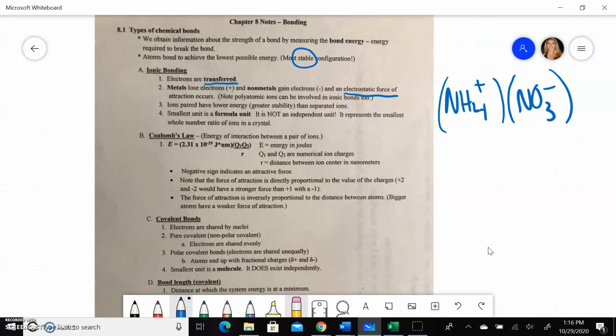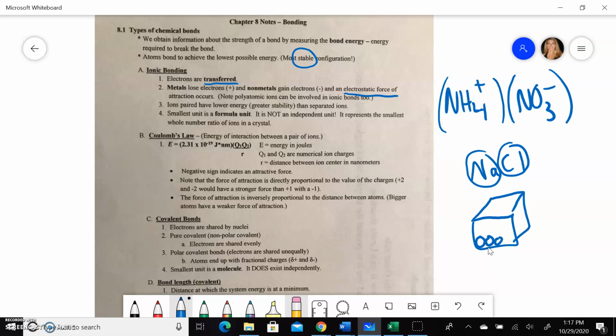The smallest unit for this is called a formula unit, and remember that's not an independent unit, so when we talk about table salt and we label it as NaCl, it doesn't mean that you just have one Na and one Cl floating around as a partnership. What that means is that in this big crystal of sodium chloride, you have all these atoms. The ratio between these is a 1-to-1 ratio. So we write it as NaCl, even though it's actually a big crystal, and it's just that ratio between them.